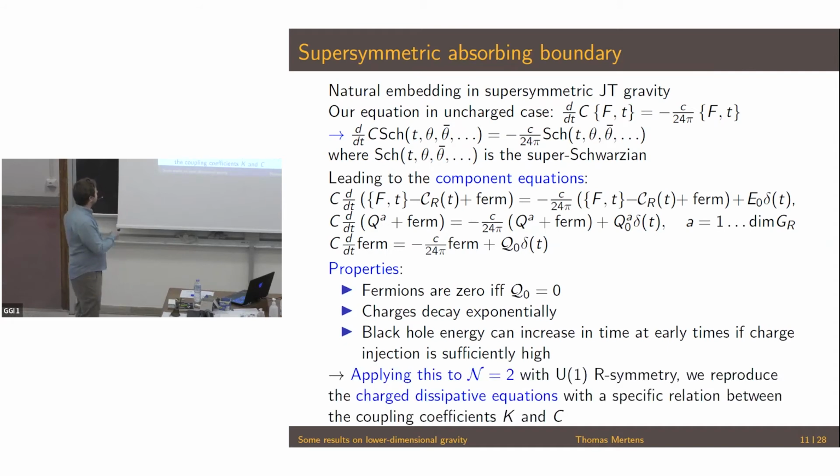And indeed, if you apply this now specifically to n equals 2, where the R-symmetry group is just U(1), you precisely reproduce these charge dissipative equations I had on the previous slides, but then of course with a specific relation between the coupling coefficient of the charge and the gravity sector as dictated by supersymmetry. So there's a natural supersymmetric embedding that sort of shows us that we did the right thing.